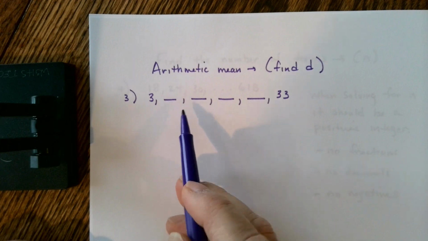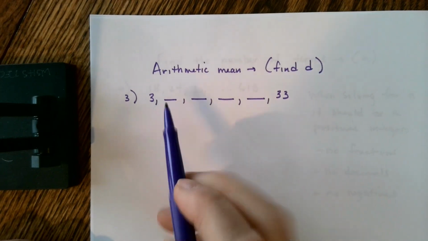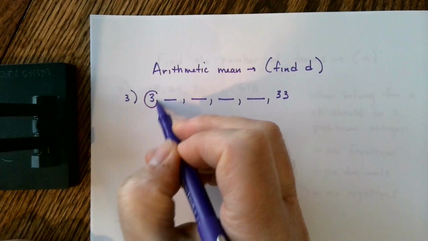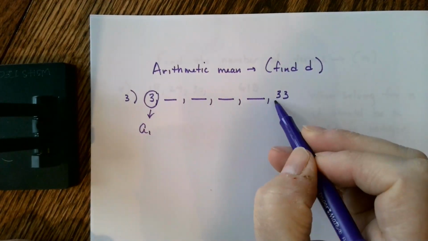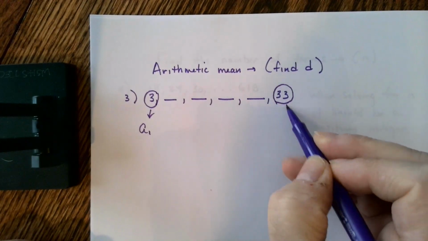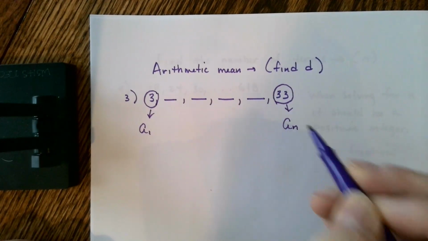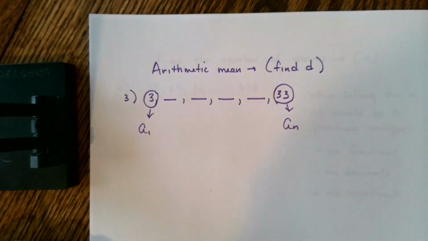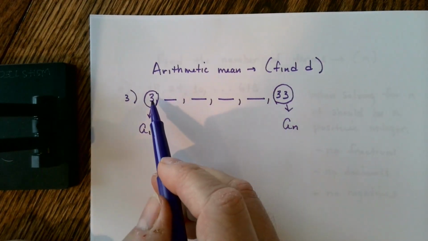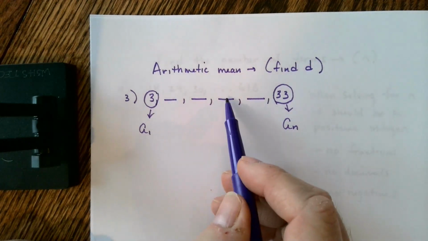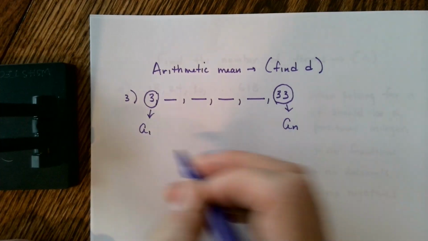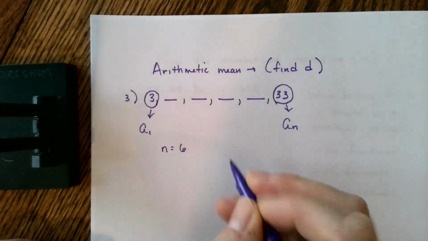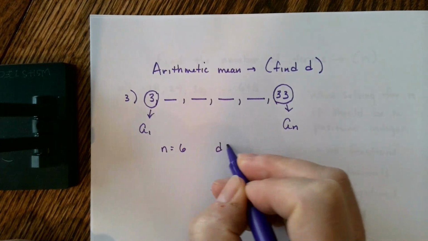As you can see here, we have missing values. Our initial value is 3, so we now know that a sub 1 is 3. And we also know what our last value is, so we're going to call that a sub n in this case. The question is, do we know what n is? Well, if I count every single term, including the blanks, 1, 2, 3, 4, 5, 6, I now know that n equals 6. So what I'm looking for in this problem is d.